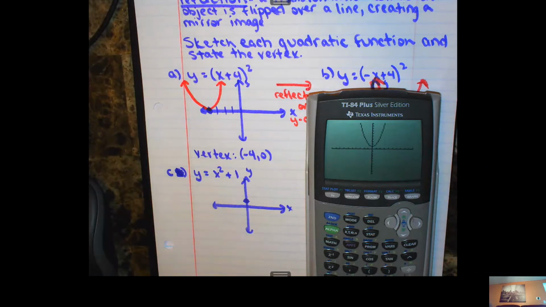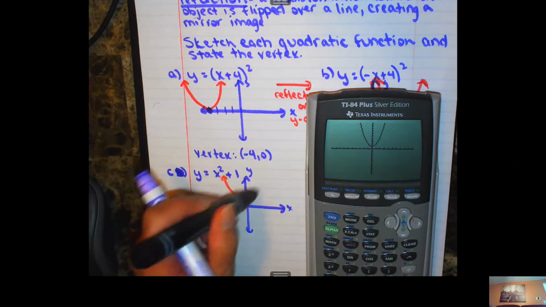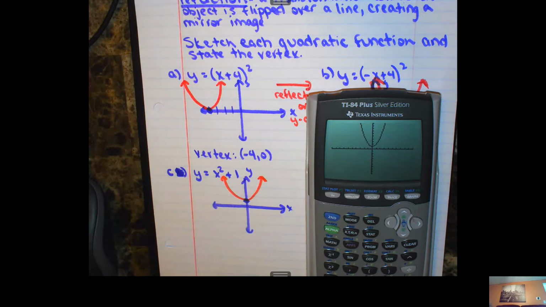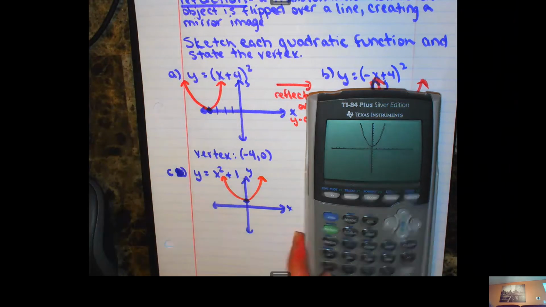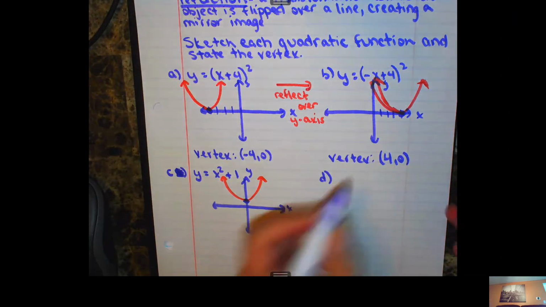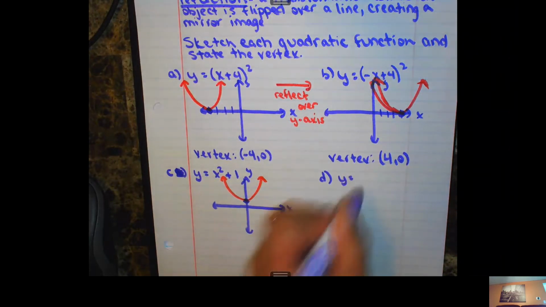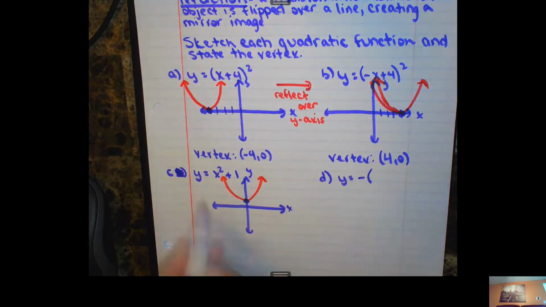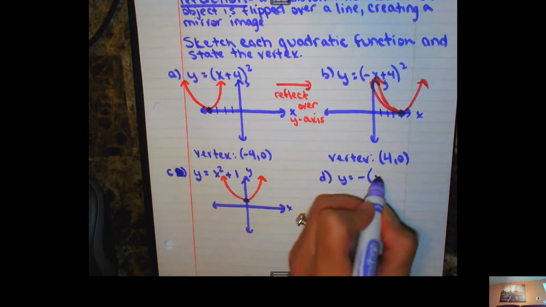Just right there, so I'm going to go ahead and draw that. So this is going to be my original. Now what I'm going to do is put a negative in front of this whole function. So for example, d, I'm going to write y equals negative, and then I'm going to put that old function in parentheses plus 1.